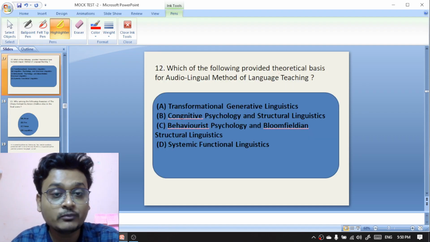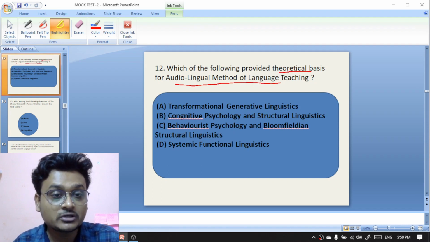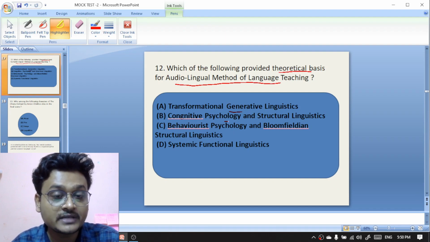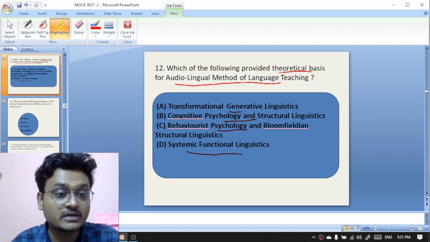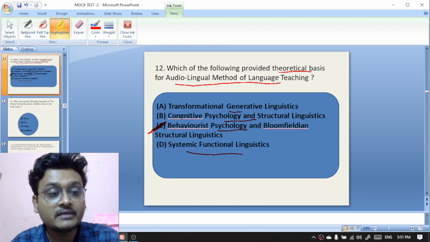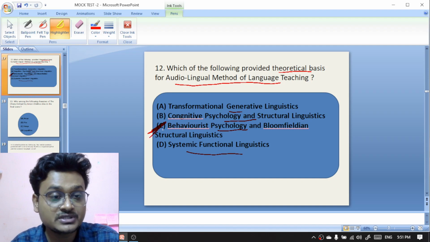Next question: which of the following provided the theoretical basis for the audio-lingual method of language teaching? Your options are transformational generative linguistics, cognitive psychology and structural linguistics, behaviorist psychology and Bloomfieldian structuralist linguistics, or systemic functional linguistics. So here it is behaviorist psychology and Bloomfieldian structuralist linguistics. I will have to check it. So it can be C. Okay, so C is the right option here.